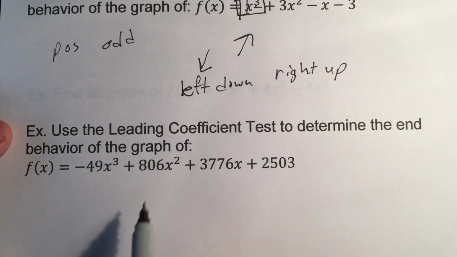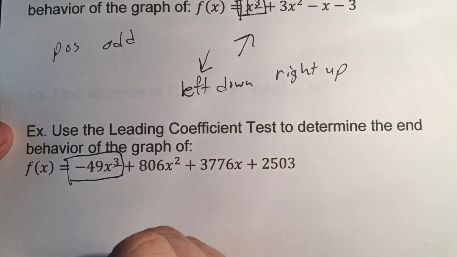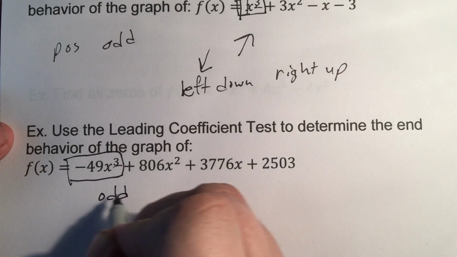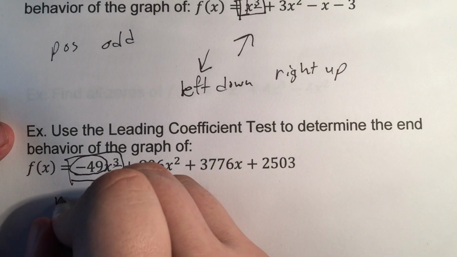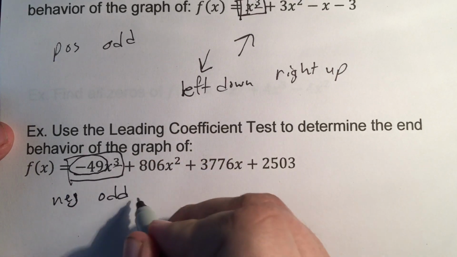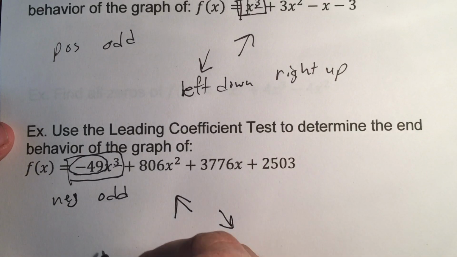Now in this next one, again, we're looking here. The exponent again is odd, but then our number in front is a negative. So negative and odd, now it's going the other way. So left is up, the right is down.